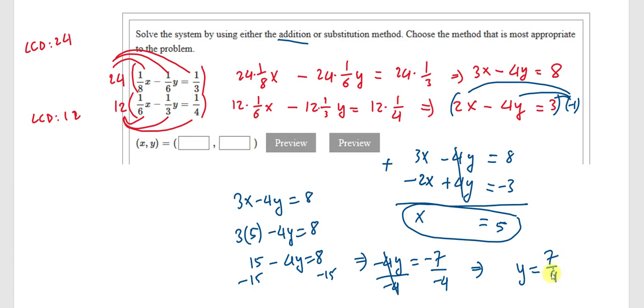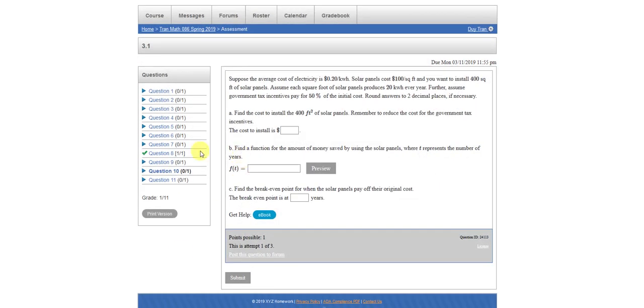And there's nothing we can do with 7 over 4. So the answer is y equals 7 over 4. So the x should be 5 and the y should be 7 over 4. Okay, so that's the answer for this problem. The next one is again the same section, 3.1, and this is question 10.